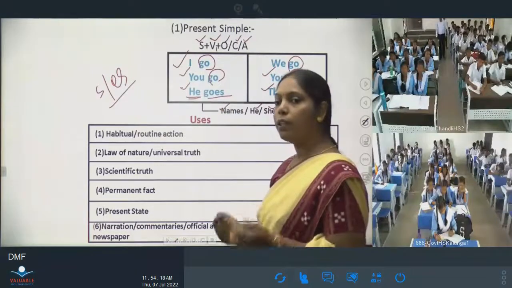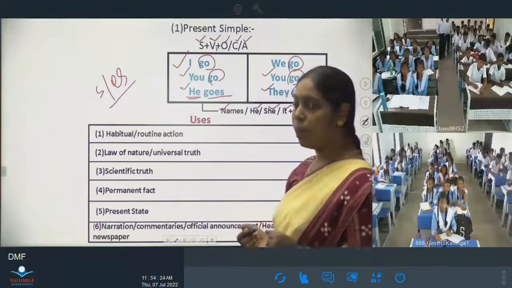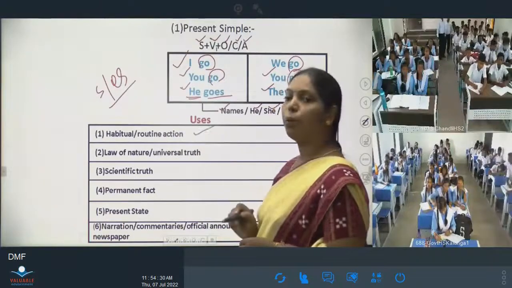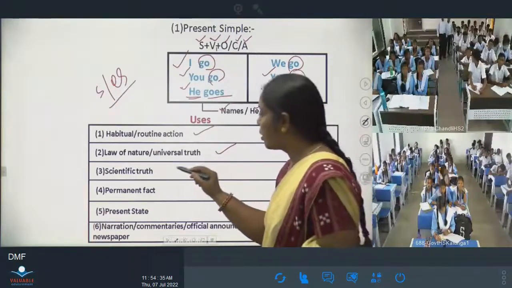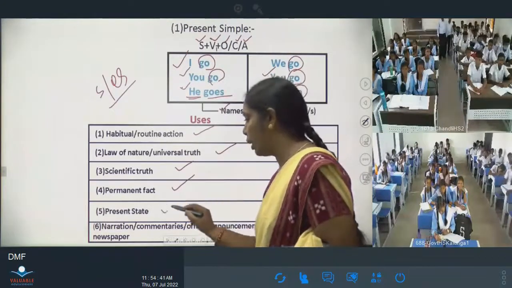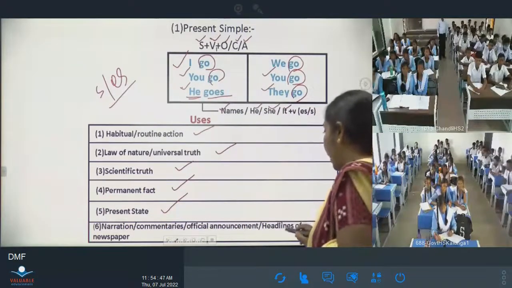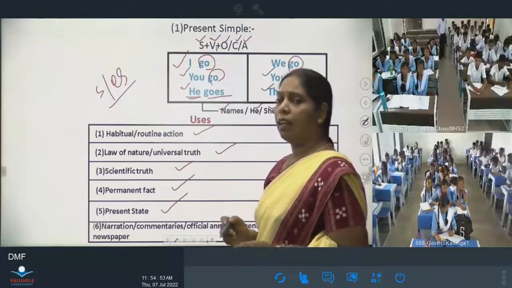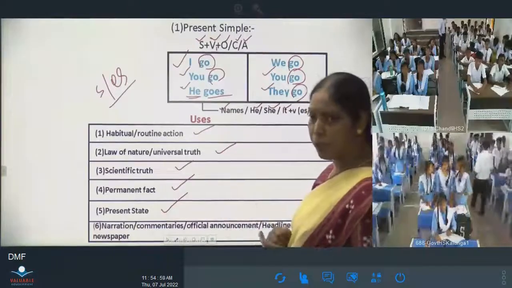In which cases do we use present simple tense? There are some points here. Habitual or routine action, law of nature or universal truth, scientific truth, permanent fact, present state, narration, commentaries, official announcement, and headline of news. In these cases, generally we use present simple tense. Now let's see the examples.